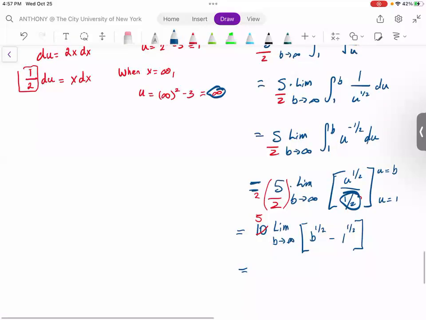All right. So you have 5 times b to the 1/2. Well, b is approaching infinity, so it's infinity to the 1/2 minus 1 to the 1/2, which is just 1. This is just all infinity, so it diverges.